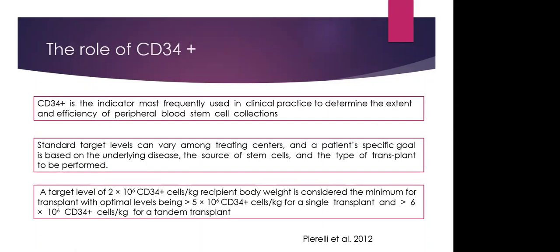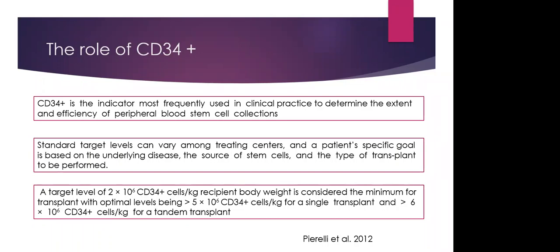The role of CD34. CD34 is the indicator most frequently used in clinical practice to determine the extent and efficiency of peripheral blood stem cell collection. Standard target levels can vary among treating centers, and a patient's specific goal is based on the underlying disease, the source of stem cells, and the type of transplant to be performed.